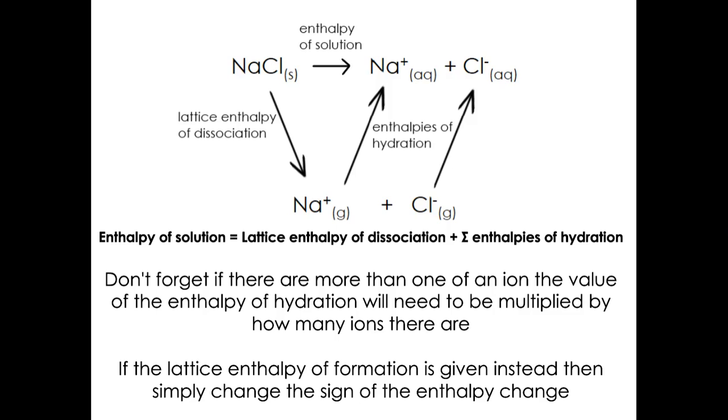So you need to be careful here. If you've got something like magnesium chloride where there's two chloride ions, then you're going to have to multiply the enthalpy of hydration of the chloride ion by 2 to get the right energy values. Sometimes in an exam question you might also be given the lattice enthalpy of formation rather than the lattice enthalpy of dissociation. Then you just change the sign of the enthalpy change, because the lattice enthalpy of dissociation is the same value but the opposite sign of the lattice enthalpy of formation.